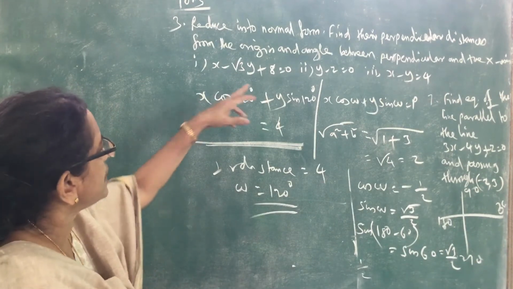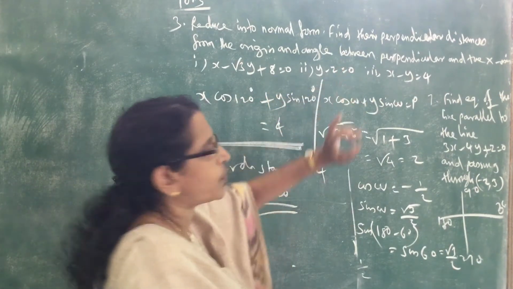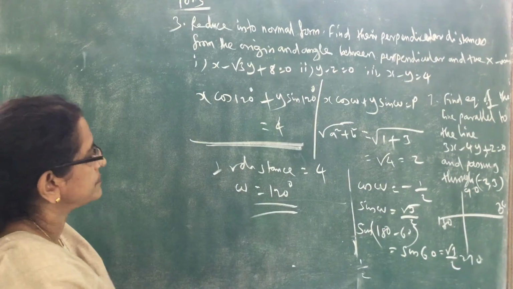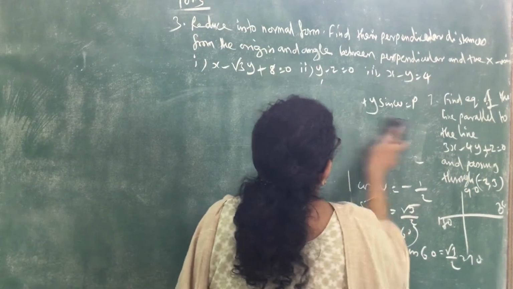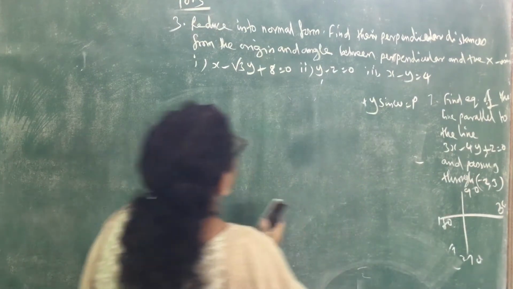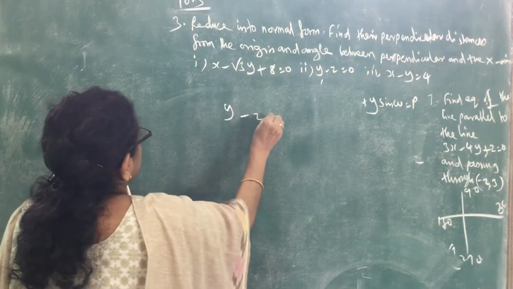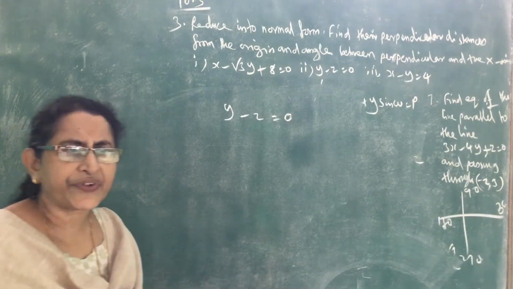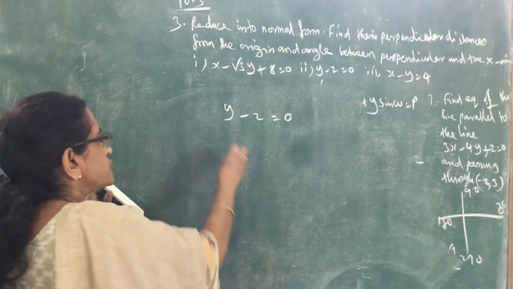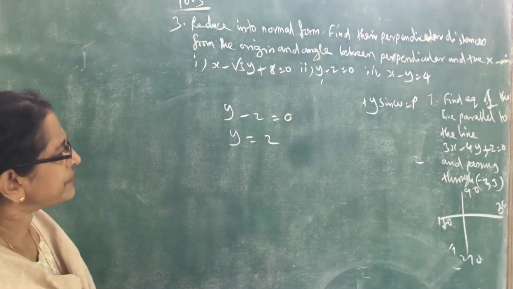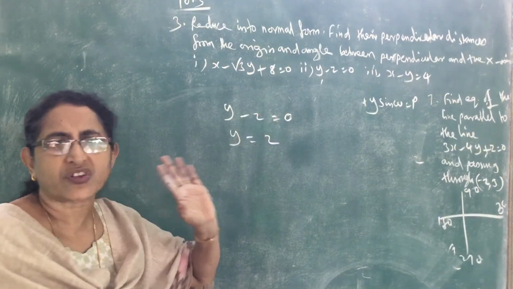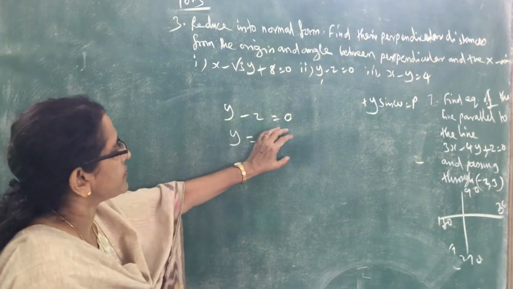Now the second question, y minus 2 equal to 0. We have to reduce it to the normal form. So first we have to take the constant to the right side, so we get y is equal to 2. After that we have to divide, and we have to see whether that constant is a positive number. So here 2 is a positive number.